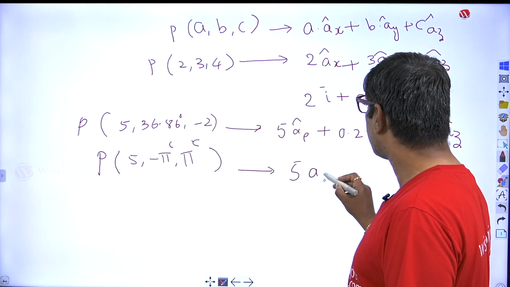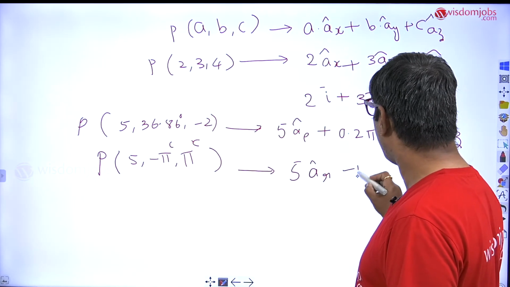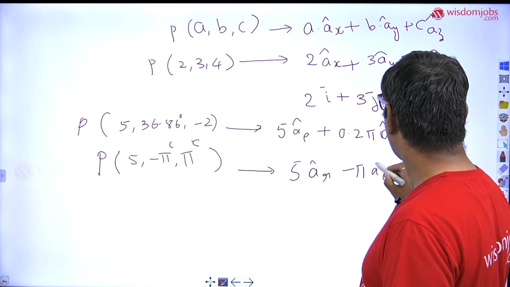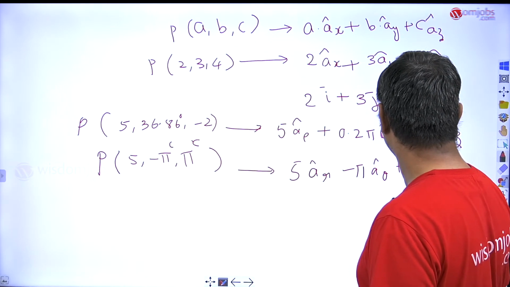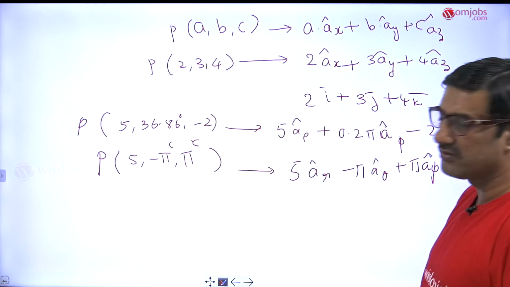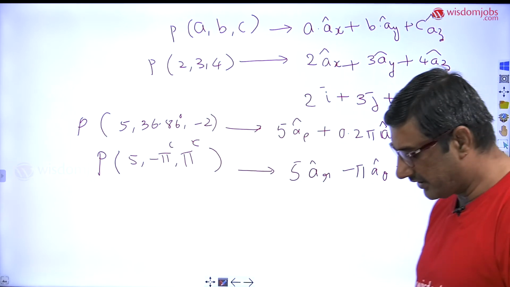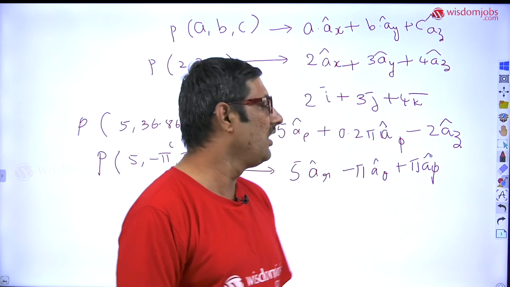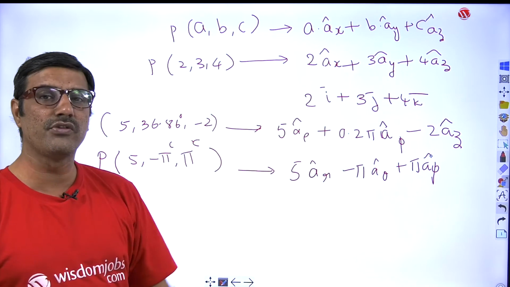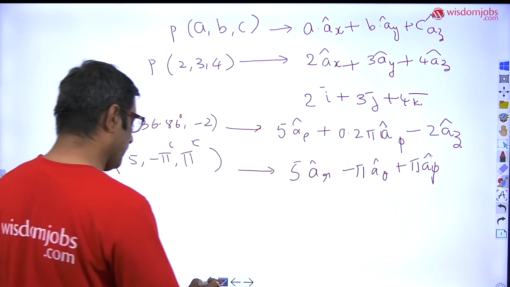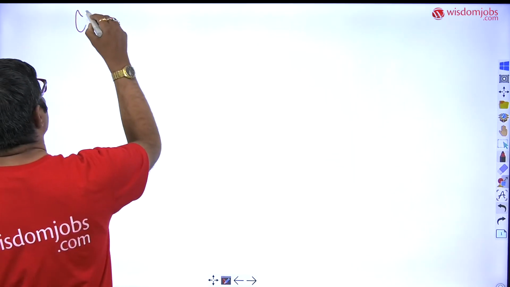A r cap, next minus pi a theta cap plus pi a phi cap, right? So in this way I can write the position vector of a given point in any given coordinate system. Okay, now let us move to the next concept, which is unit vector.